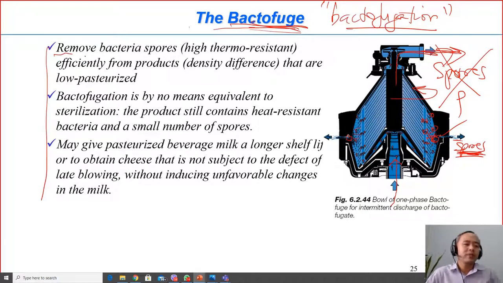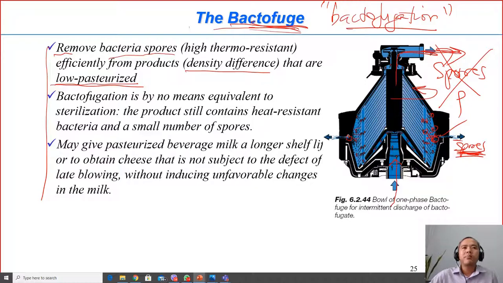The bactofuge is applied to remove the spores of bacteria based on the density difference, and this is called low pasteurization, which means that you can do the low pasteurization.